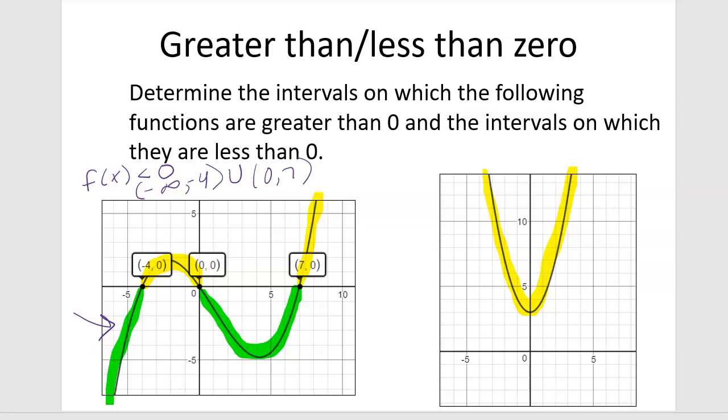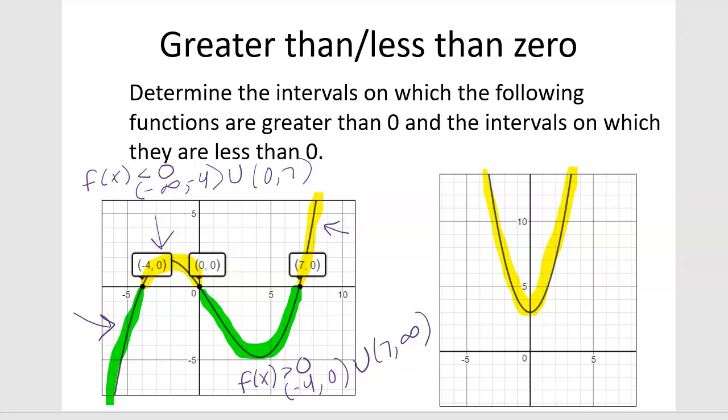Remember, just use the x values. Okay. Now for f of x greater than 0, I'll try to squeeze it in down here. I'm going to write the yellow section. So I have to do this section here. So that's -4 to 0, just using the x values, and union this section over here, which is going to be 7 to infinity.